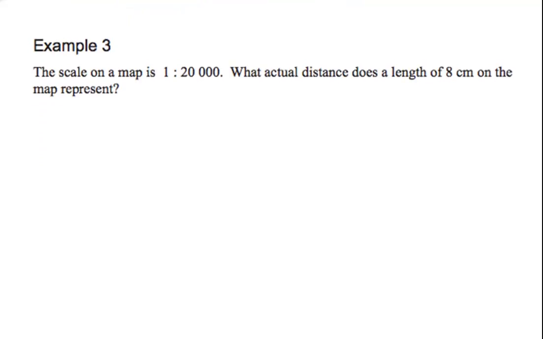So let's say the scale on a map is 1 to 20,000. That's what this means right here, 1 to 20,000. And maps is really where you would come across this quite frequently. So what actual distance does a length of 8 centimeters on the map represent? Okay, so here is the map on the left, and then on the right is real life. What does it represent?